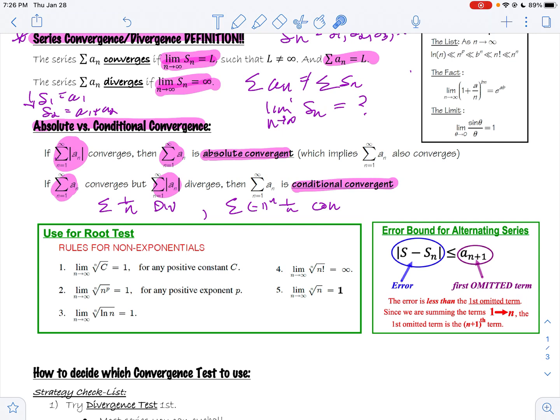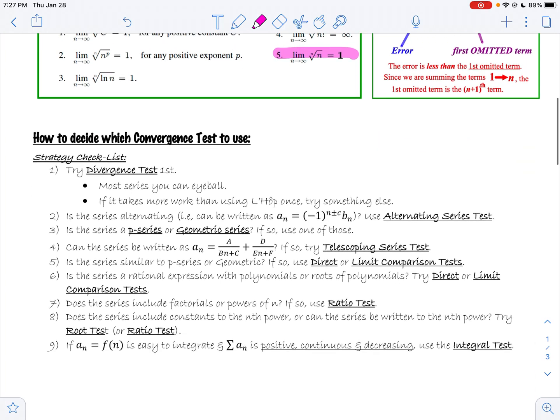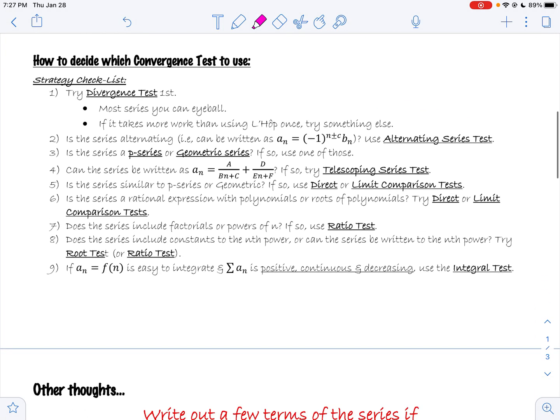All right, and then here's some more information that you can use that I put together to help you understand error bound, and then there's the root test, and here's the correction right there. And I'll let you read through those.